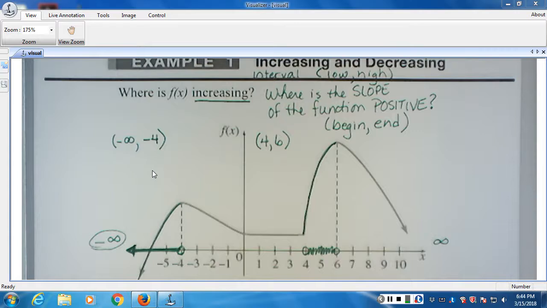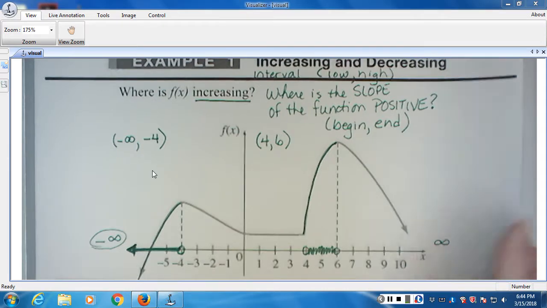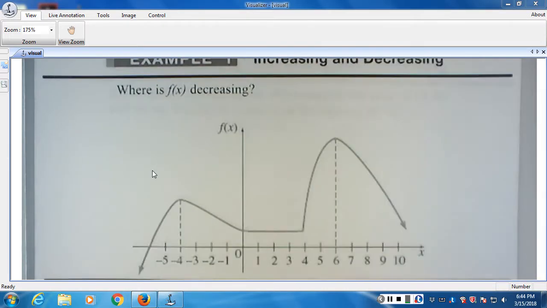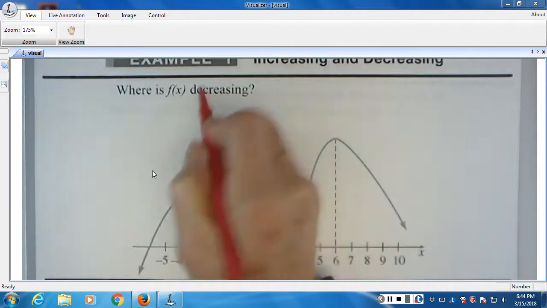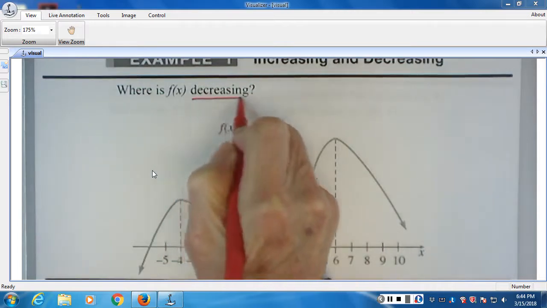Now, is it increasing anywhere else? Now, those are the only places I see it going uphill. Okay, remember, we're always going to read left to right. So here's the same graph. Where is this function decreasing?